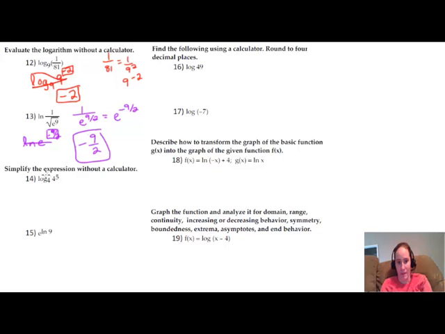Could it get any easier? It certainly does on 14 and 15. Since the 4s are next to each other, the log goes away, and your answer is simply the exponent. E to the ln, since those are next to each other and e and ln go together, they cancel each other out, and it equals 9.